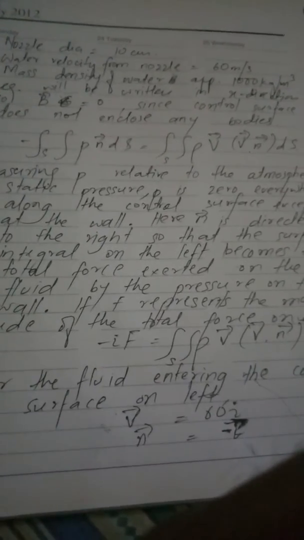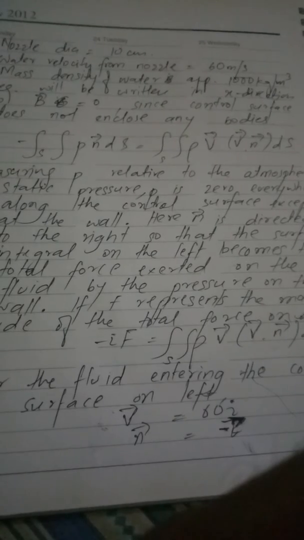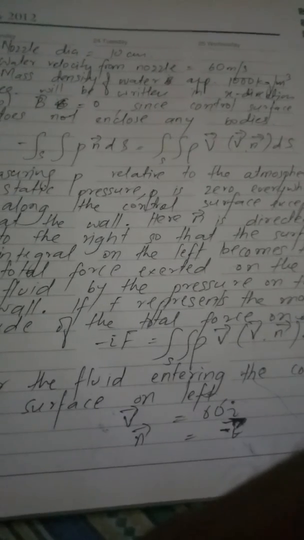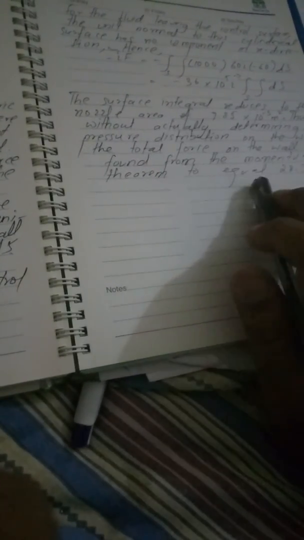I hope that is enough for the video. It explains the magnitude as well as the forces, multiplying it and putting in the force, and you also have the surface area, 78 point this. Thus, without determining the pressure distribution on the wall, the total force on the wall is found from the momentum theorem to equal 28.3 kilonewtons. That is how you're going to see this one.